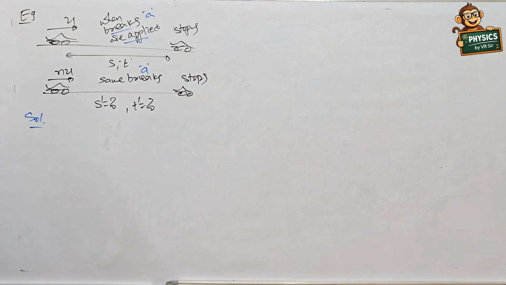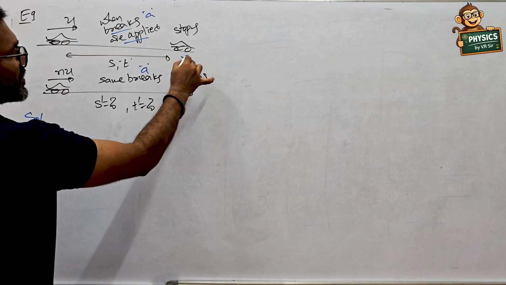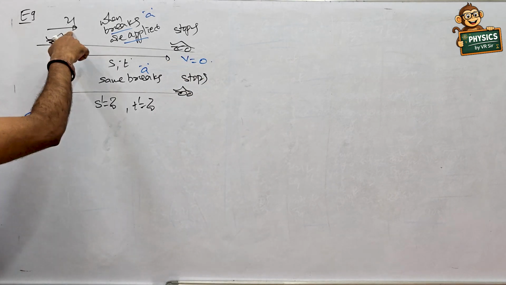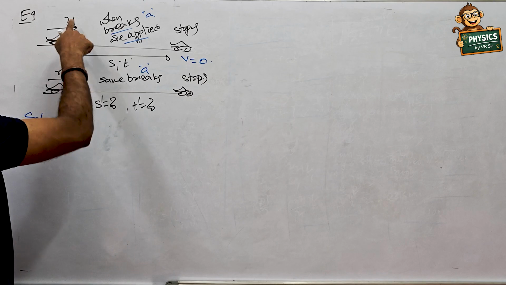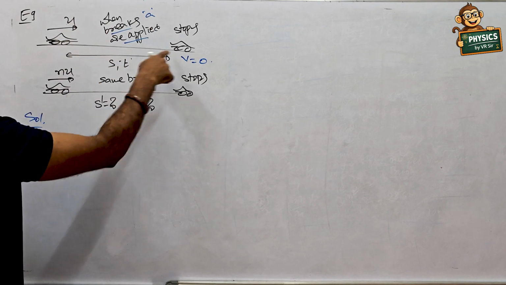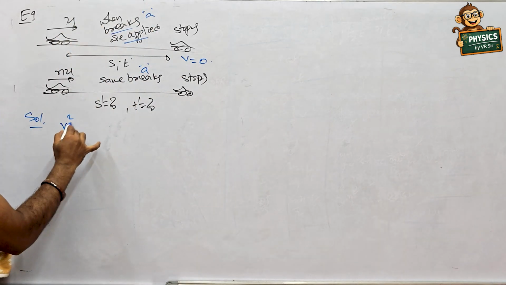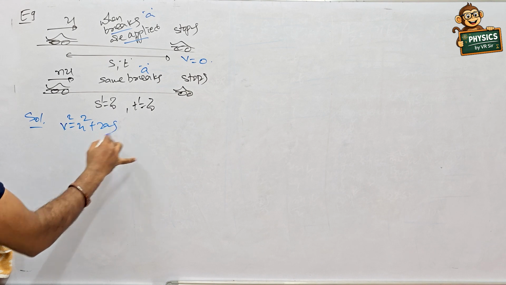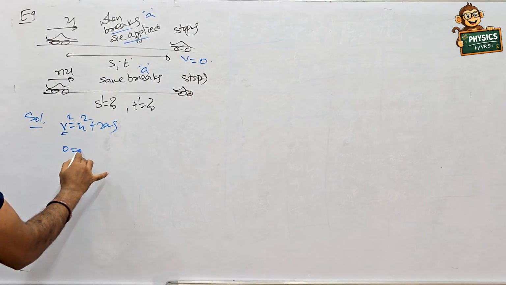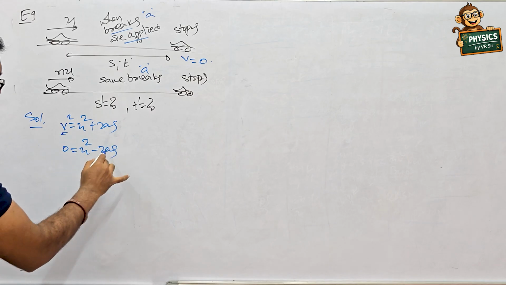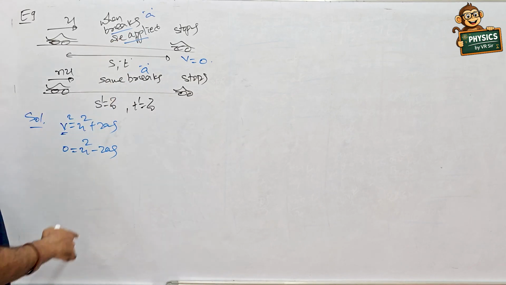Now in this case, what is the formula we can use? It stops, so final velocity is 0, and there is initial velocity. First let us focus on displacement. So final velocity, initial velocity, displacement and acceleration: these four parameters. What is the formula we can use? Use v square is equal to u square plus 2as. Final velocity 0 is equal to u square minus 2as. Why? Because of the retarding force, so decelerating, so negative acceleration.